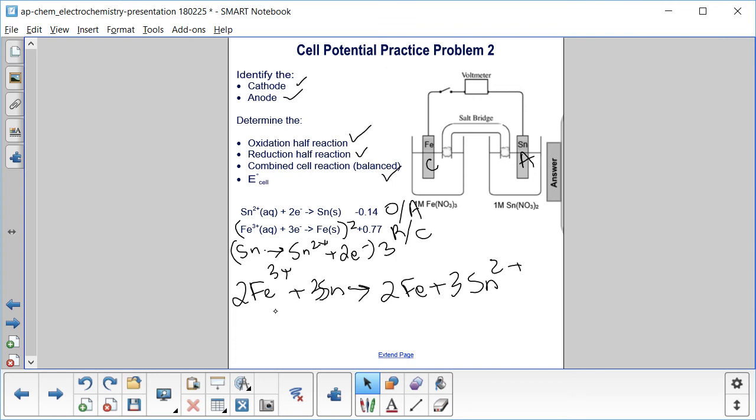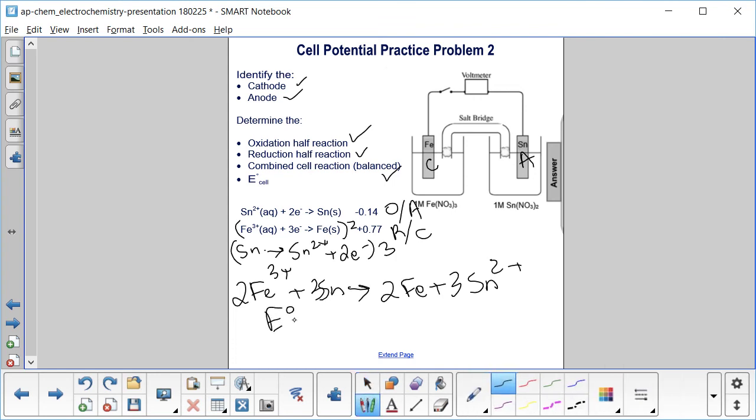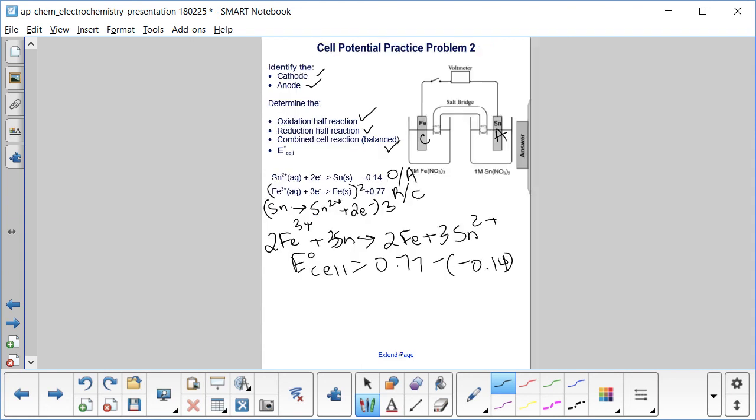And then to find E cell, I just subtract the standard reduction potential for the cathode, which is 0.77, minus the anode, negative 0.14. Okay, here we get 0.91 volts.